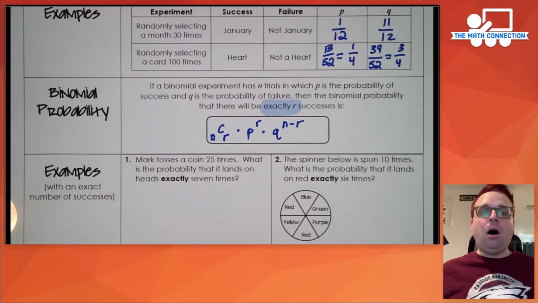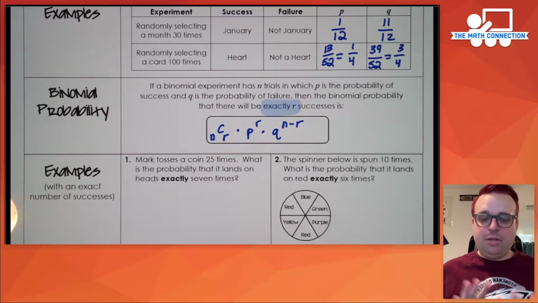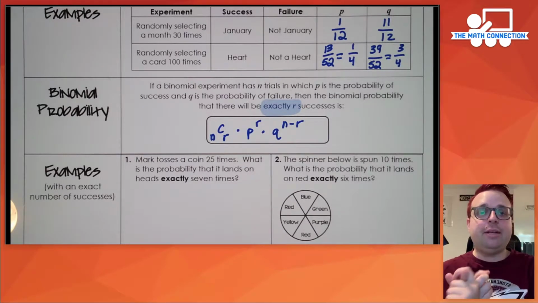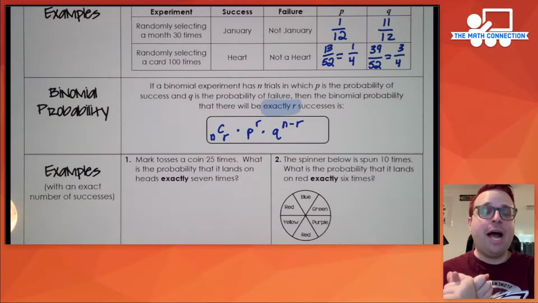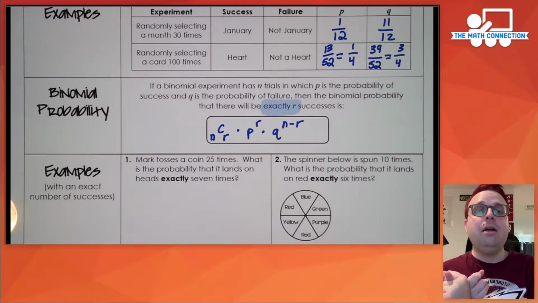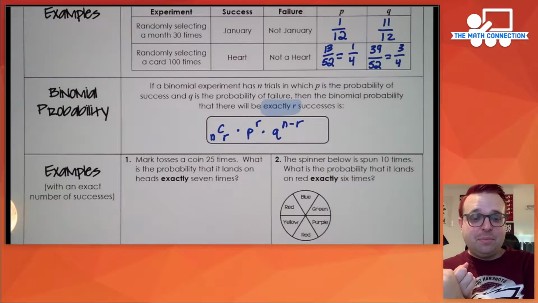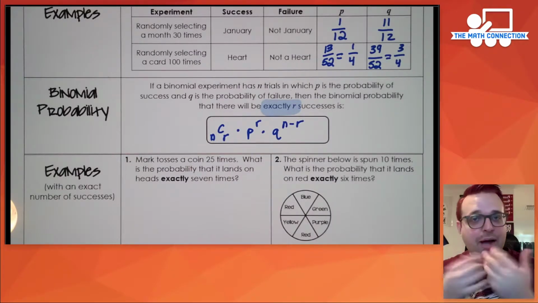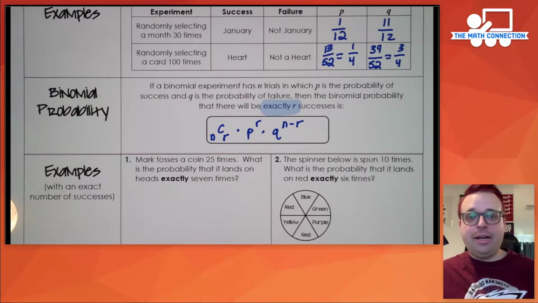So all in all, this looks like a lot of stuff to do, right? There's a lot of things happening, but if you remember two things: one, the combination formula, or how to calculate a combination, which we did a couple sections ago, okay? If you can do that and you can figure out what N, R, P, and Q are, you have everything you need. You just plug it in and you solve. So let's go ahead and do some examples.